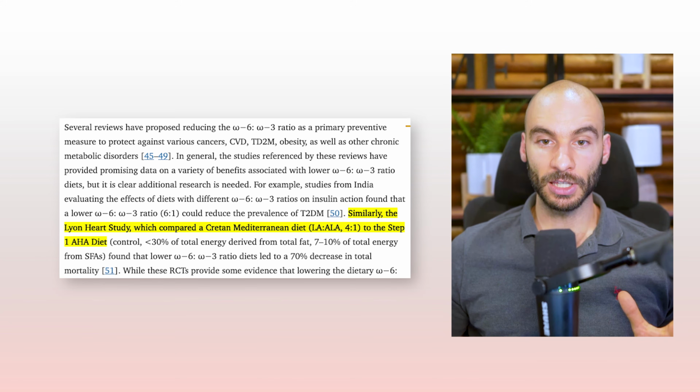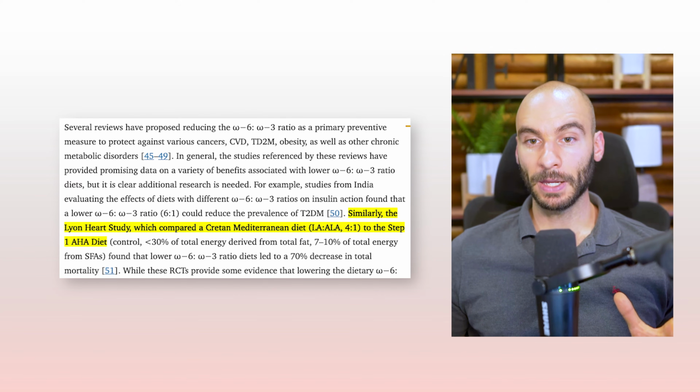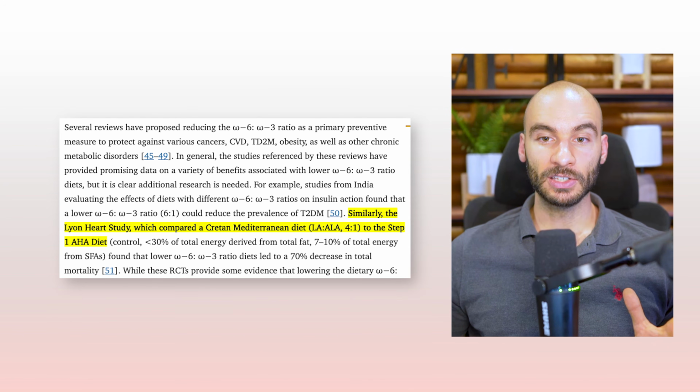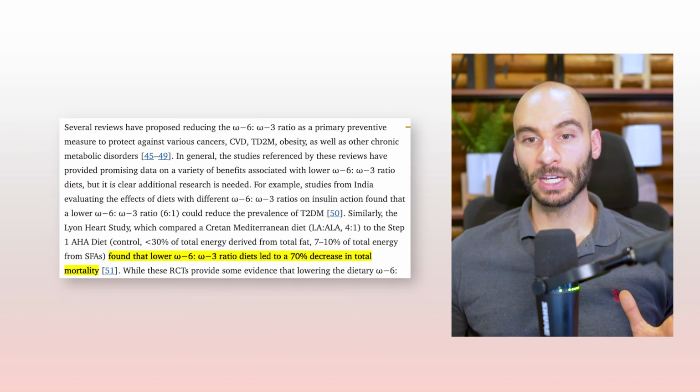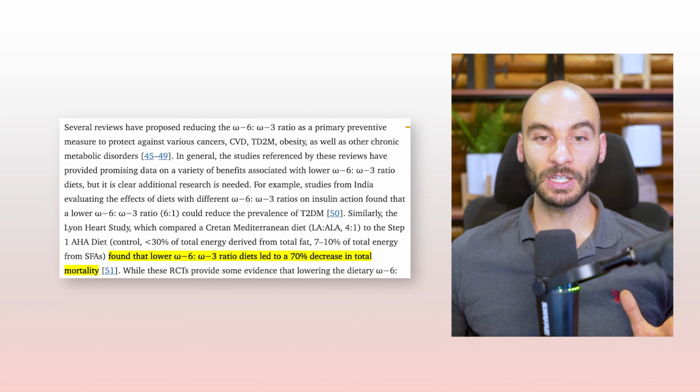And then they say, similarly, the Lion-Heart study, which compared a Cretan Mediterranean diet with a 4-to-1 ratio to the Step 1 American Heart Association diet, found that a lower omega-6 to omega-3 ratio diet led to a 70% decrease in total mortality. So even going 10-to-1 to 4-to-1 led to a significant decrease in overall mortality.